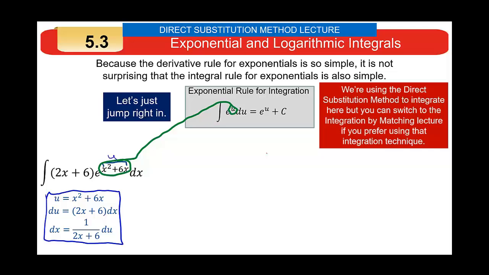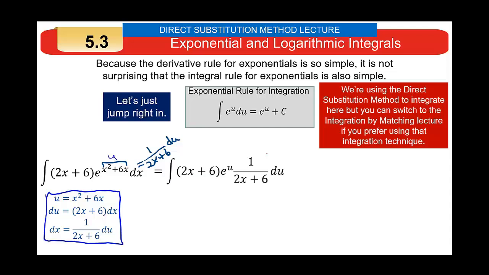And then we decide we need to solve for dx as usual when we're doing the direct substitution method. So dx would be 1 over the quantity 2x plus 6 du, which you could also write as du over 2x plus 6 if you like. In any case, the x squared plus 6x comes out as u, and the dx comes out as 1 over the quantity 2x plus 6 du, giving you this expression. The 2x plus 6's divide out, leaving you just with e to the u times 1, which is just e to the u, inside the integrand.